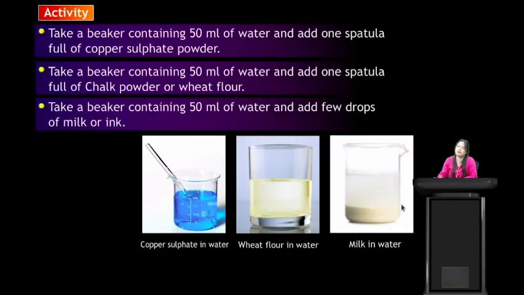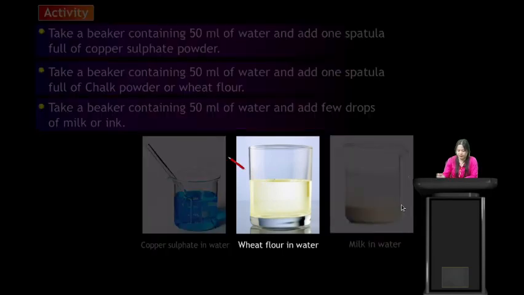Now if you can recall, we discussed three beakers containing different substances yesterday, right? We discussed this one: a beaker containing 50 ml of water and copper sulfate powder. It is known as a solution. Today we will discuss the second beaker. Take a beaker containing 50 ml of water and add one spatula full of chalk powder or wheat flour. A beaker containing water with wheat flour will be different from a copper sulfate solution, correct? So this is an example of a suspension, and we will discuss it today.